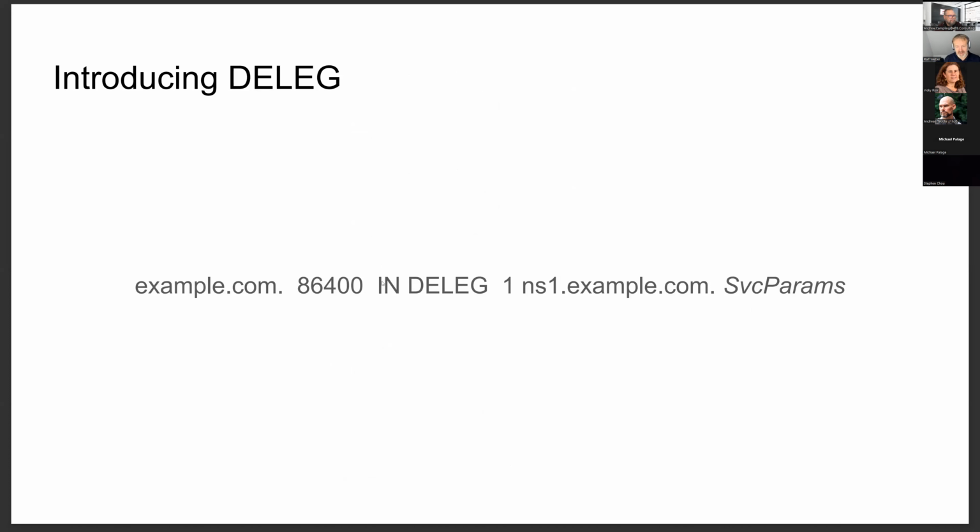So this is pretty much, in DNS terms, what it is. It's a record that delegates, therefore the name DELEG, to something else. The difference from the regular NS record that we currently have for this is that this is based on SVCB, so we can actually have additional parameters for that. And then we go into more detail on some slides. So, next slide.